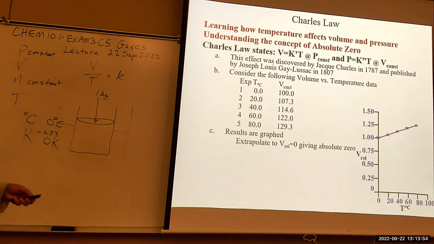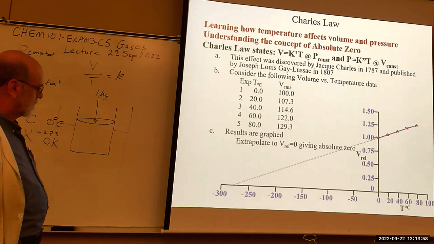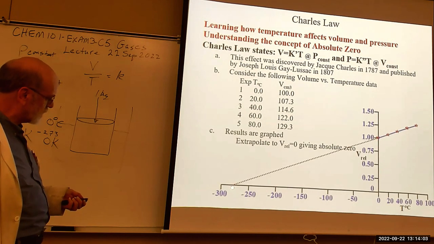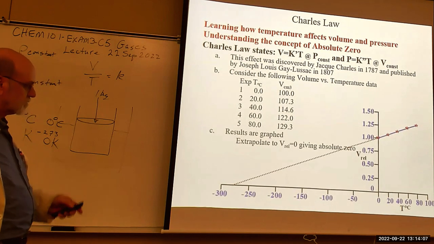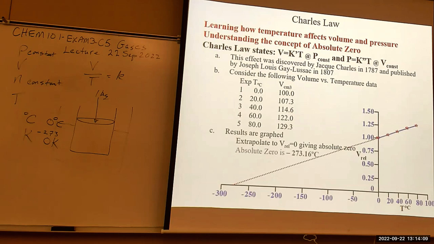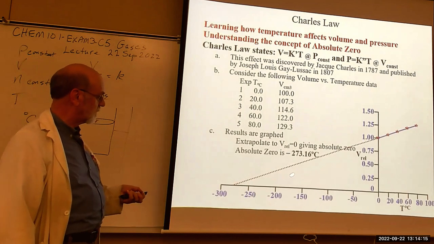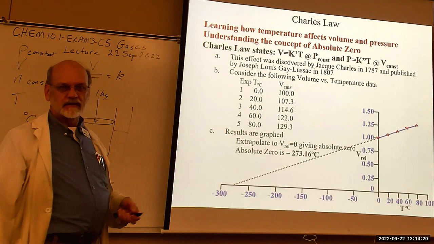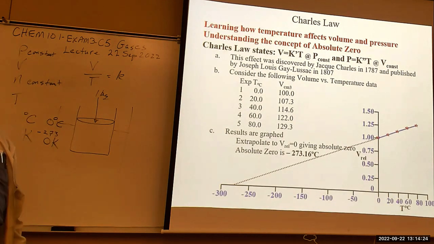Okay. Let's see. Oh, we're going to draw a picture. So that's what Kelvin did. And he found out that out here, about minus 273 degrees Celsius, you get zero volume. Now, this has an extra two decimals in it, but for our purposes, we're just going to hold it at 273. The calculations work out good enough for us.